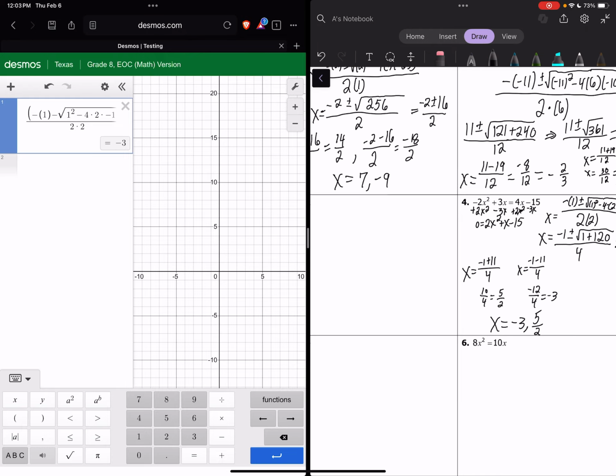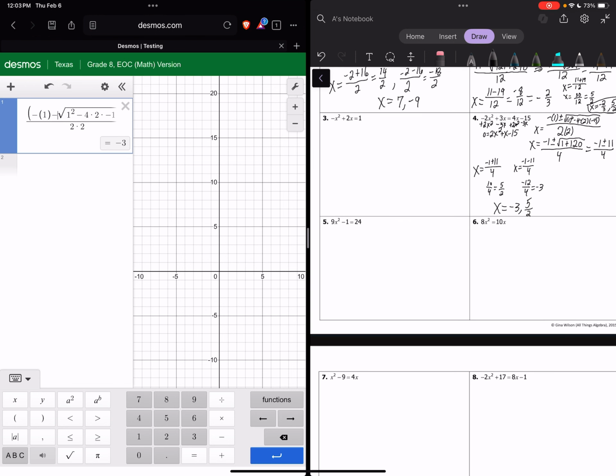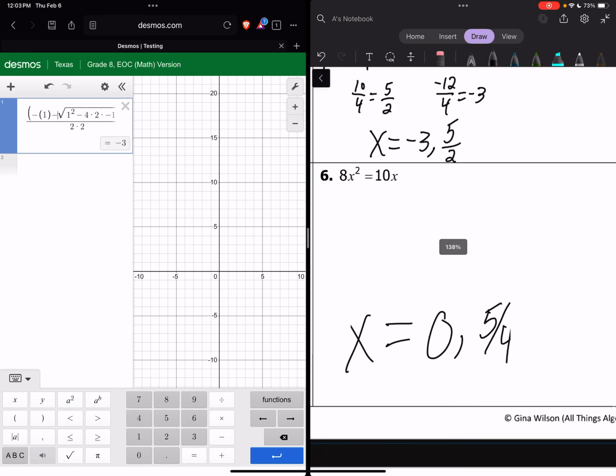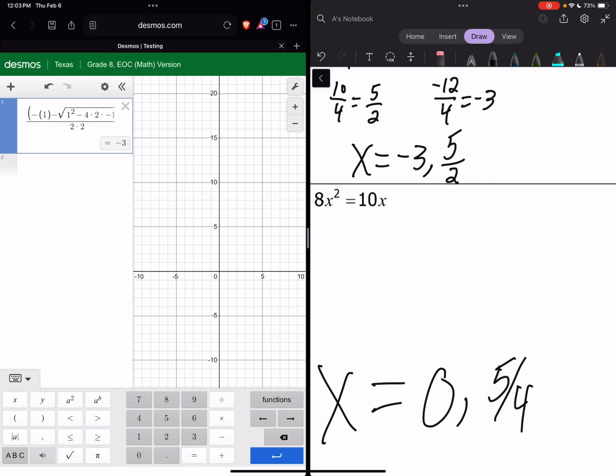All right, I want you to try 3, 5, and 6. Okay, you should be finished. You're going to get x equals 1, x equals positive and negative 5 over 8, just so I don't have to write it twice, and 0, 5/4.